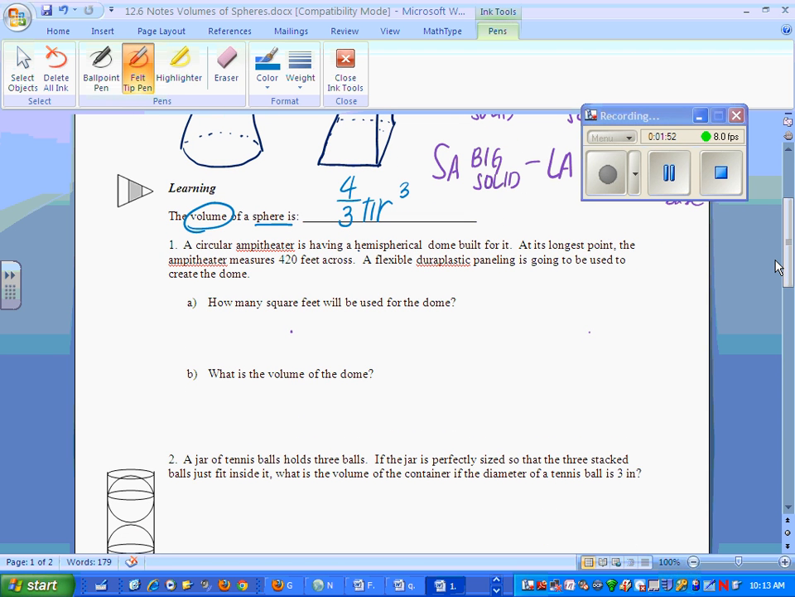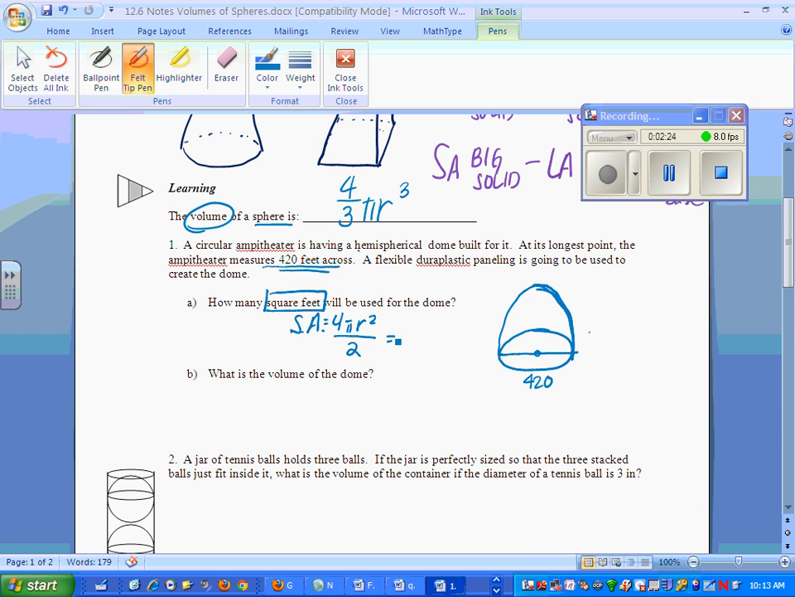We have a circular amphitheater that's having a hemispherical dome built over it. So I'm going to draw a hemispherical dome. I'm going to use the surface area formula because it's asking for square feet, and I know it measures 420 feet across. 420 feet across tells me that is the diameter. Remember, I need radius for surface area. Surface area is 4 pi r squared. Because this is a hemisphere, I'm going to divide this by 2.